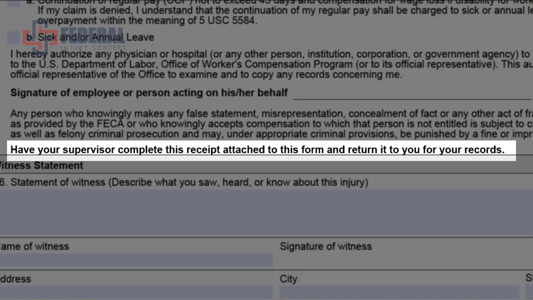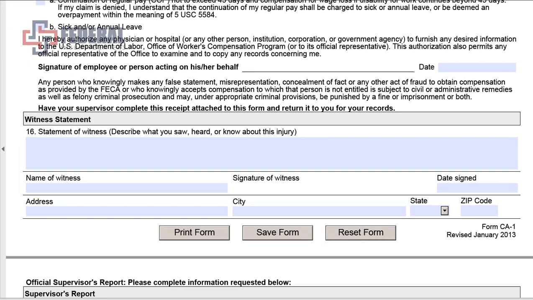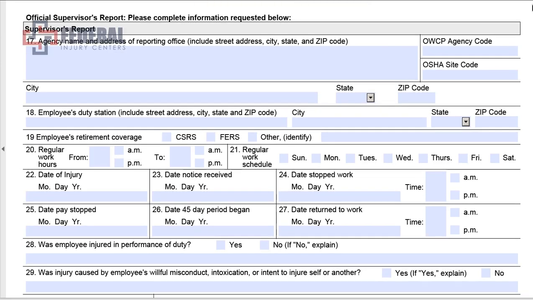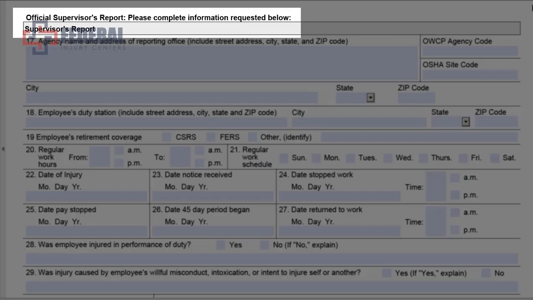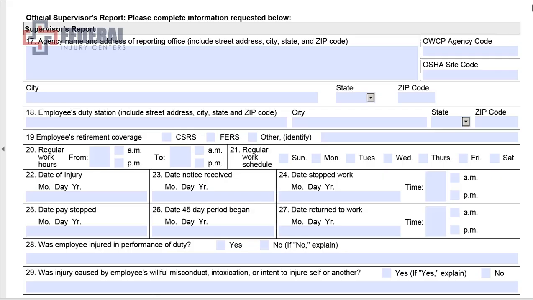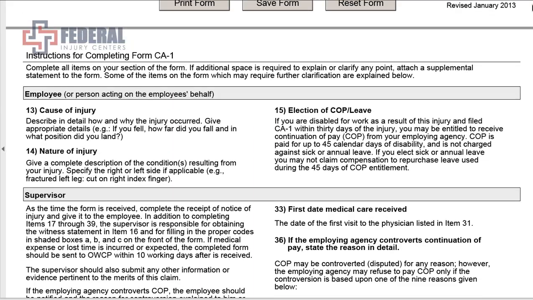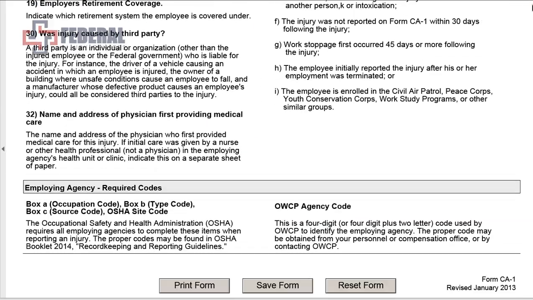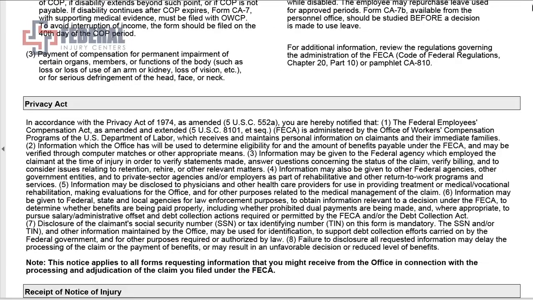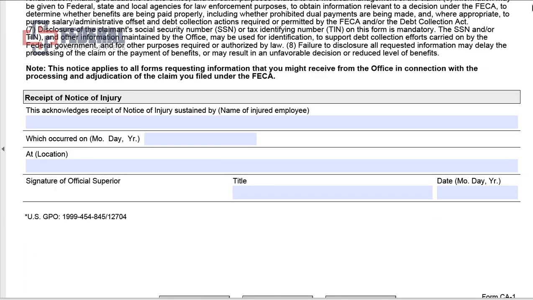What you see is that it says, have your supervisor complete this receipt, attach this form, and return it to you for your records. Most times when people get a CA1 form, they'll be given the first page, possibly even page 2, which at the top here says supervisor's report. Page 2 is to be filled out by your supervisor. You've got nothing to do there.